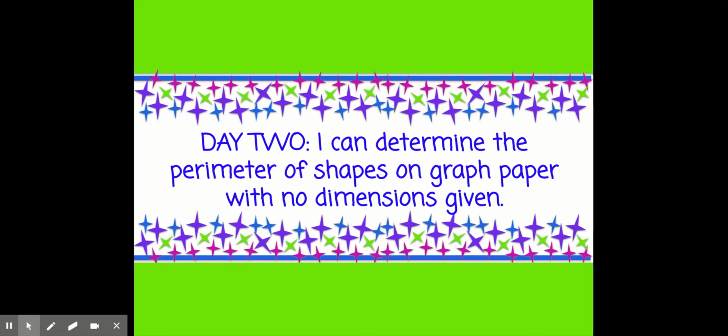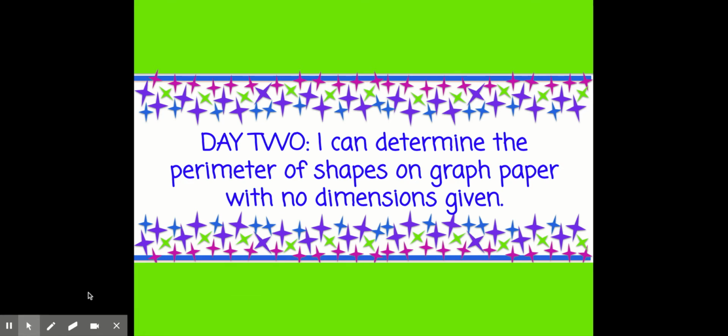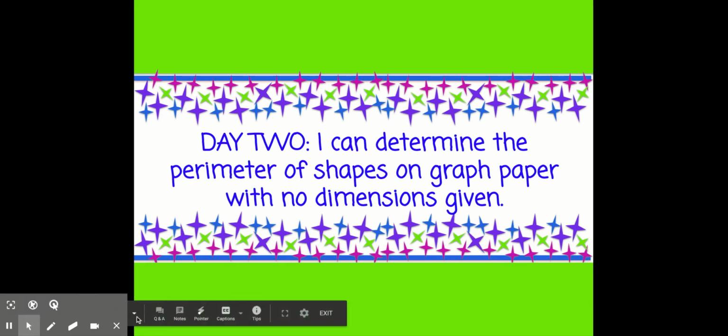Okay, our I can statement is I can determine the perimeter of shapes on graph paper with no dimensions given. Eek, no dimensions, but it's really no big deal because it's on graph paper. So we really do have the dimensions. They're just not giving us the numbers. We have to figure them out, but it's not hard to do. Let me move to the next slide.